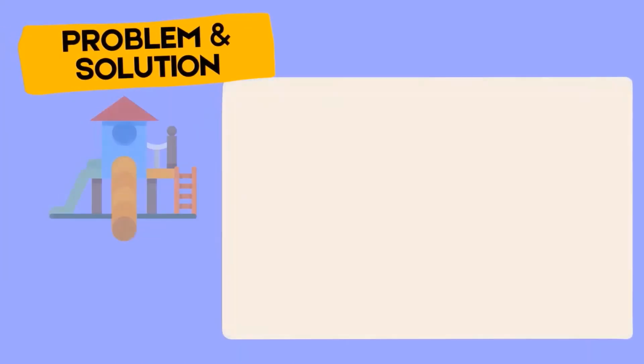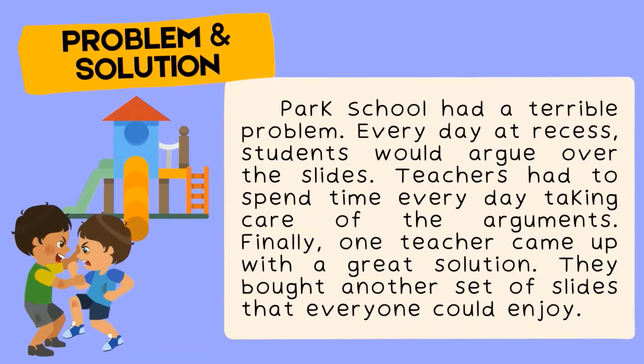For our example text, Park School had a terrible problem. Every day at recess, students would argue over the slides. Teachers had to spend time every day taking care of the arguments. Finally, one teacher came up with a great solution. They bought another set of slides that everyone could enjoy. Did you see the problem? And what's the solution? You're right. They solved the problem of fighting over the slide in the playground by buying additional sets of slides for the children to enjoy.